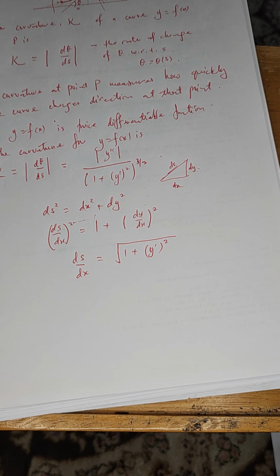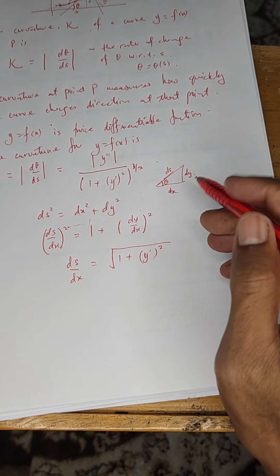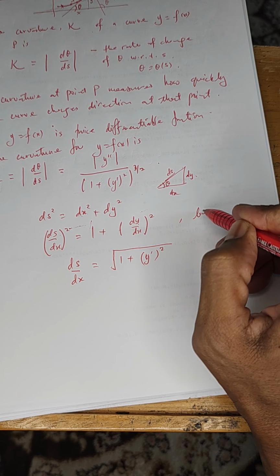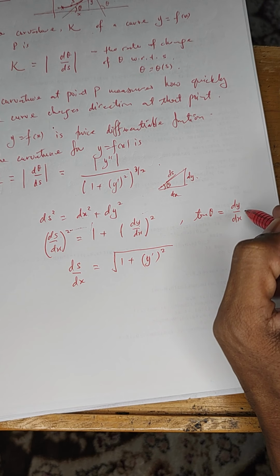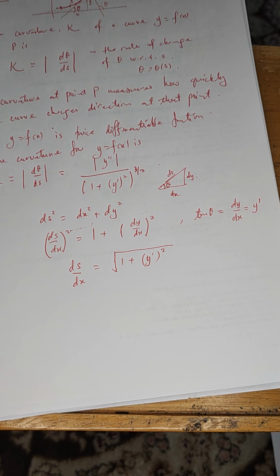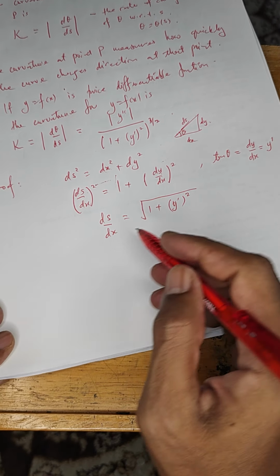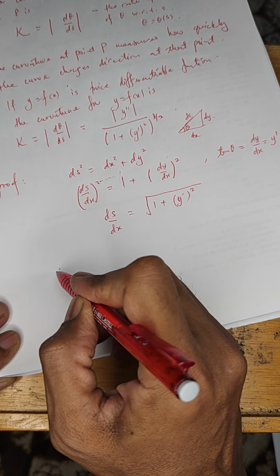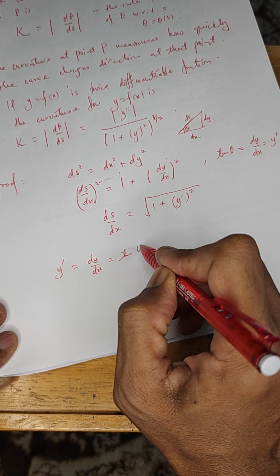Okay, now also from that figure, if you consider this as theta, we have tangent theta. This is dy over dx, which is y prime. So if we have y prime, this is dy dx, and this is tangent theta.